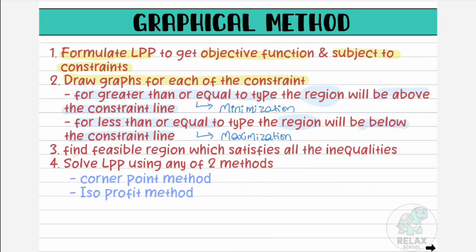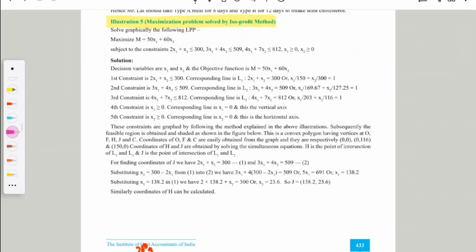Okay, the third step is to find the feasible region which satisfies all the inequalities. The fourth step is to solve the LPP using the isoprofit method. Okay, let's solve an institute study material problem. This is illustration number 5 in the CMA Final SEM study material. So let's look into the question.